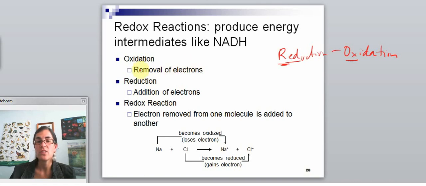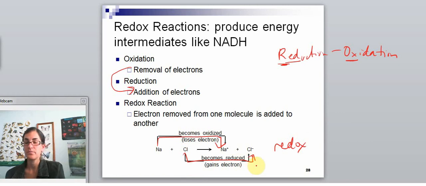So the electrons that are removed are added to something else. So that's why they always go together. One thing loses electrons and one thing gains electrons. We saw this before when we looked at ion formation. Sodium loses electrons and chlorine can gain those electrons. Putting that together is a redox reaction. One is oxidized, the other is reduced.